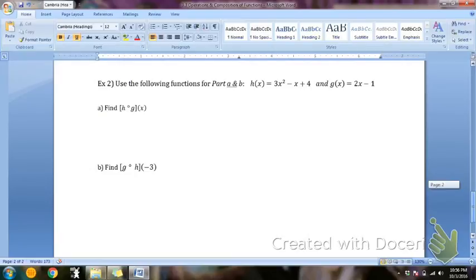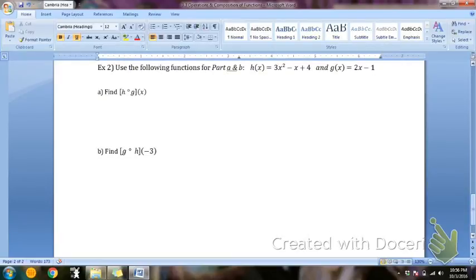This is the same type of concept, okay, except that we have two new functions. We have an h function now and a g function. So it doesn't matter what letters they give you, a, b, c, d, e, f, g, whatever, h of x function, g of x function, z of x function, you can still do the same thing. So this one says find h composed with g of x. So we're going to start with our h function.